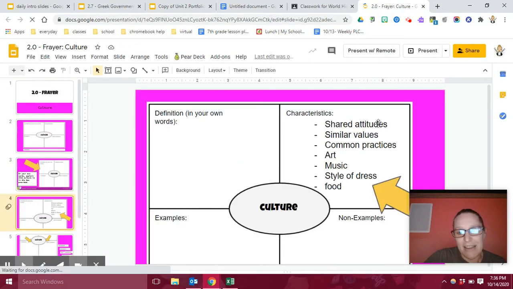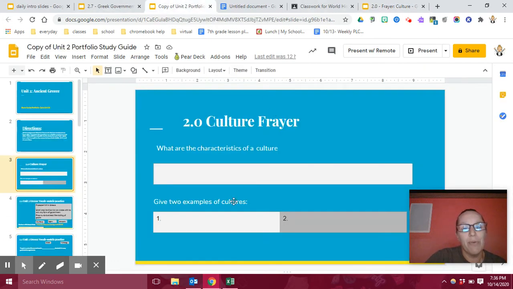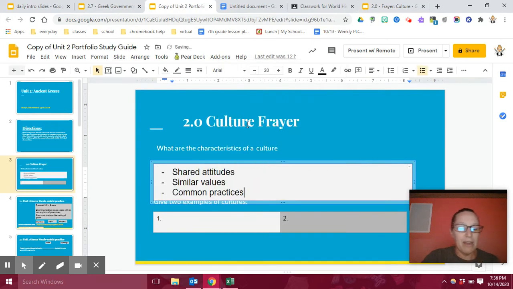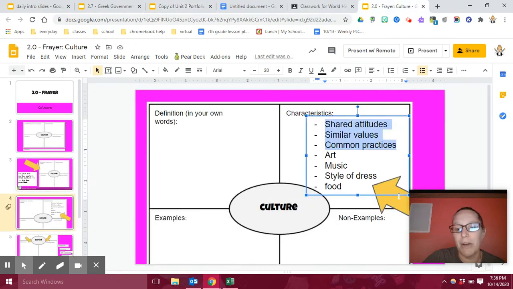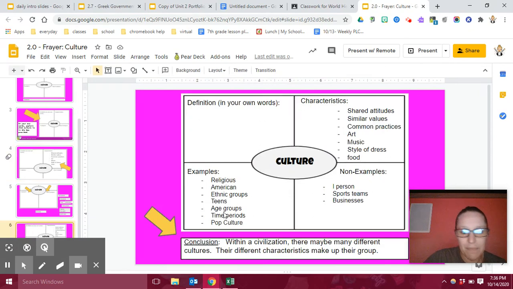I see that the characteristics of culture are right here. I can highlight this, right click, copy it, and then move it over and put it right here. They just want a couple. And then 2 examples of a culture. I'm going to go back to 2.0 and scroll here. For 2 examples, you could put religious, American, ethnic groups. Again, you can copy and paste.